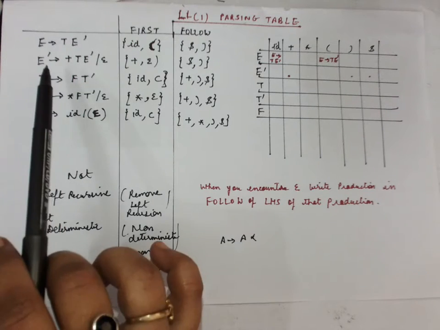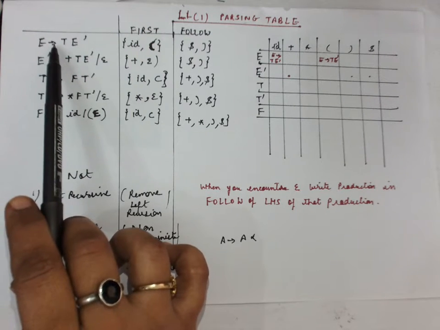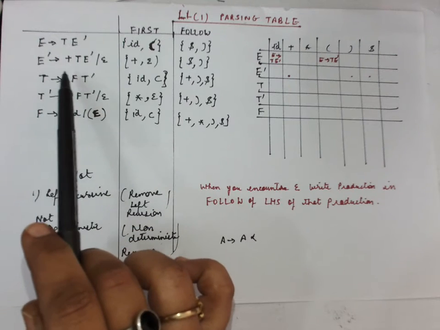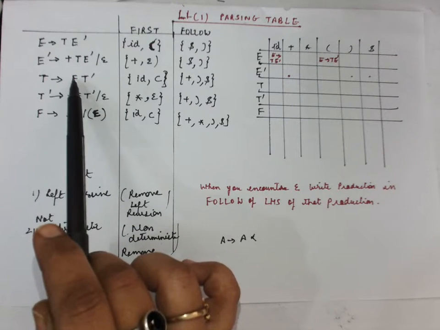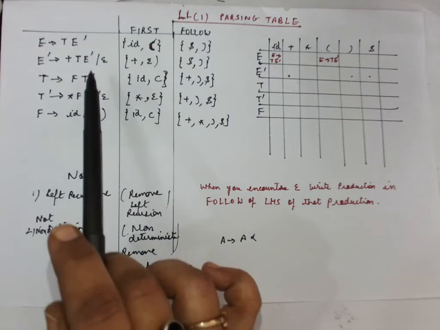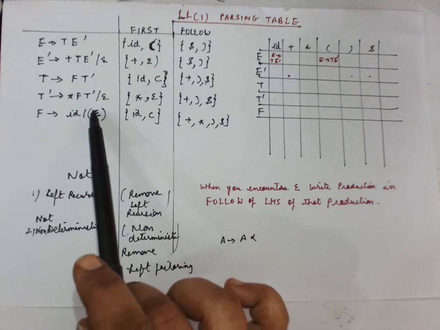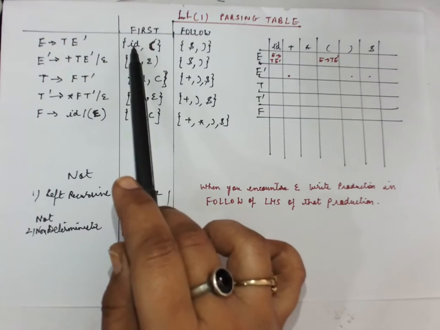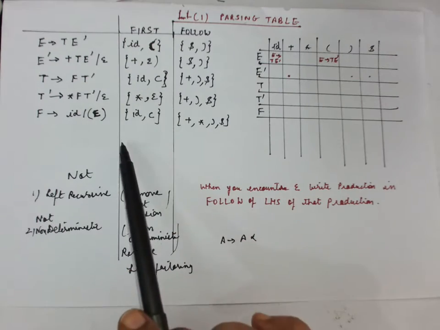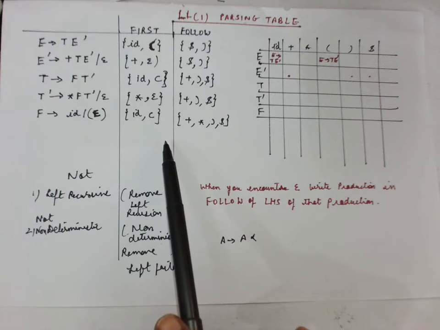Like suppose E gives T E dash. That means whenever we are deriving E, it will produce T. Then T will produce F T dash, and F will produce ID and this bracket E. So the terminals that we get if we use the production rules would be ID and the left parenthesis. This is how we proceed to find first, and similarly we proceed to find follow. You can see the earlier video for finding the first and follow.